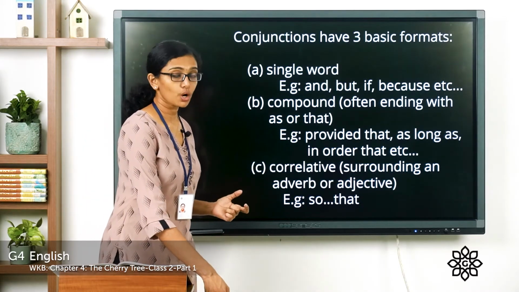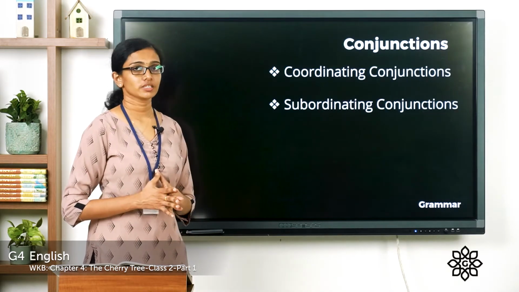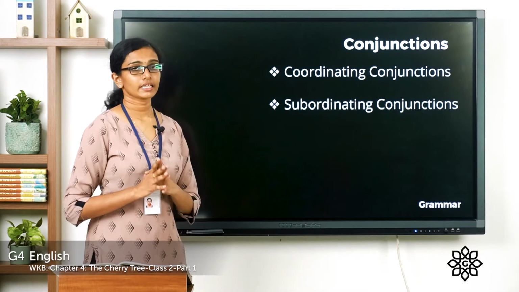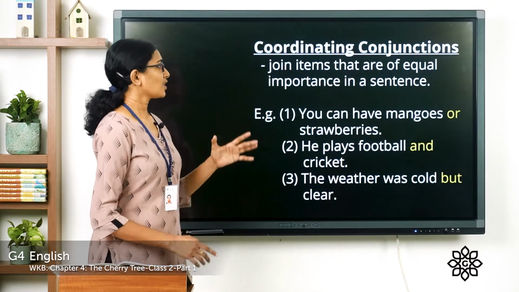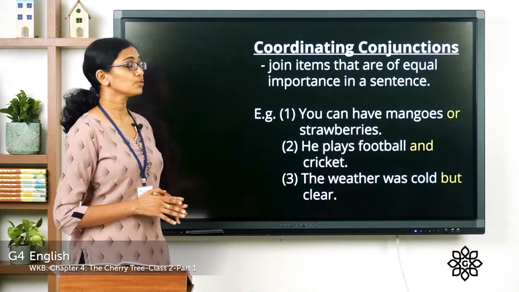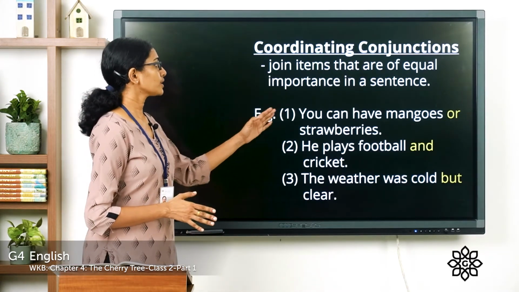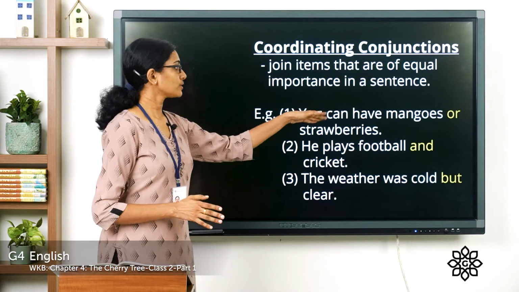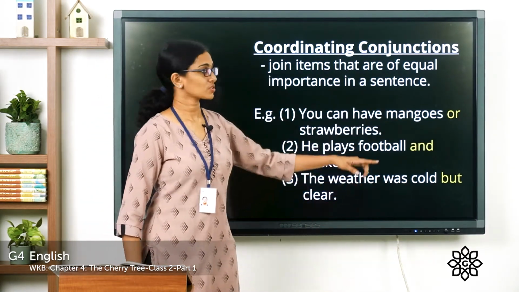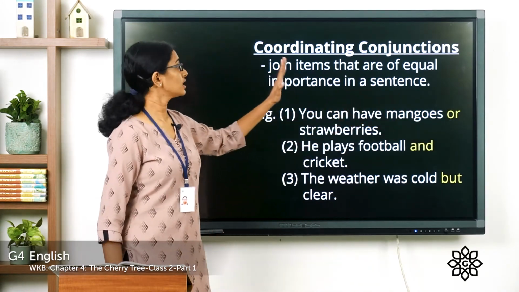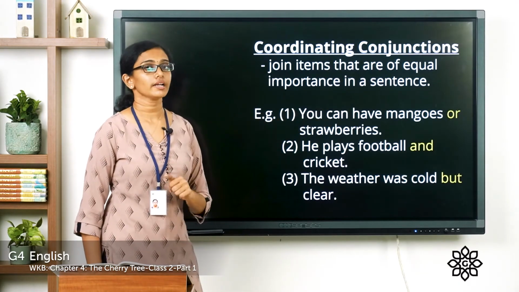Now let's see the usage of conjunctions in sentences. There are two main types of usage of conjunctions in sentences. There are coordinating conjunctions and subordinating conjunctions. Let's see each one of them. Coordinating conjunctions are used to join items that have equal importance. For example, you can have mangoes or strawberries. Both have the same importance. You can have mangoes or strawberries. So that word there, or, is a coordinating conjunction. It shows that both the mangoes and strawberries are important.